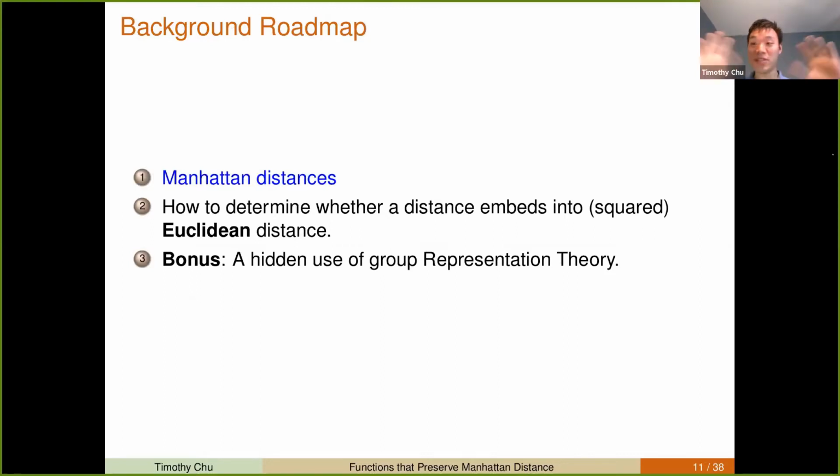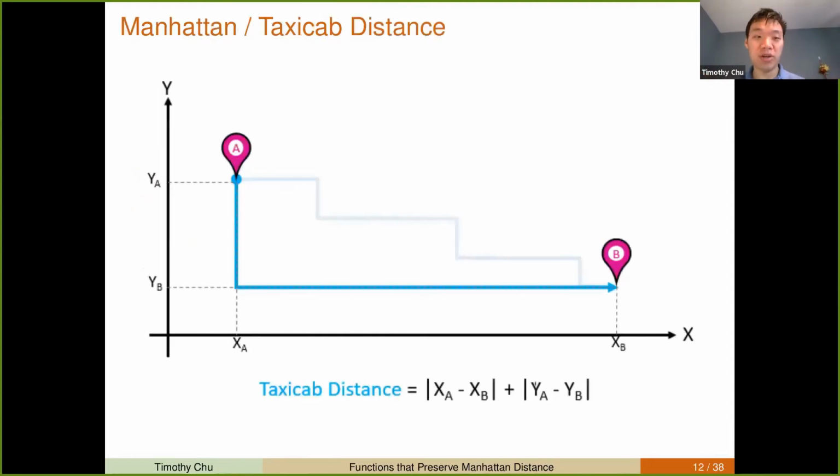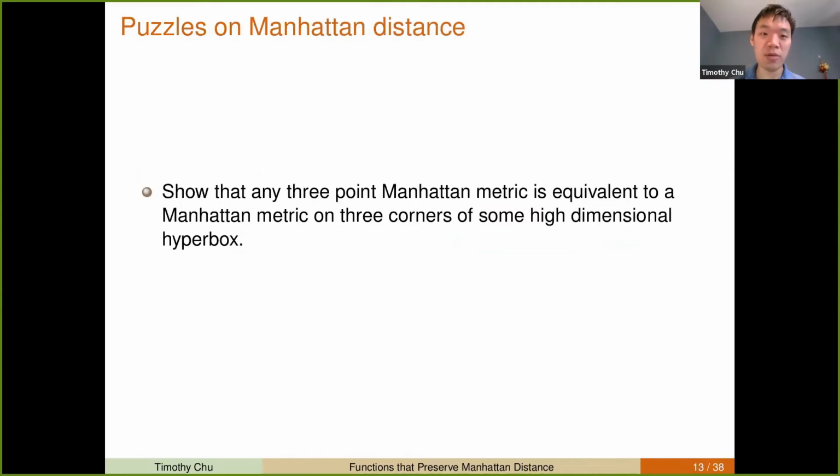Great. So let's dive into the background now. Once again, we are trying to solve our core mystery, and I'm just going to go through a little bit of relevant background about Manhattan distances. We all know the definition of Manhattan distances by now, and I want to give you a quick puzzle, which is very relevant to our proof and also just a general good fact to know: show that any 3-point Manhattan metric is equal to a Manhattan metric on 3 corners of some high-dimensional hyperbox.